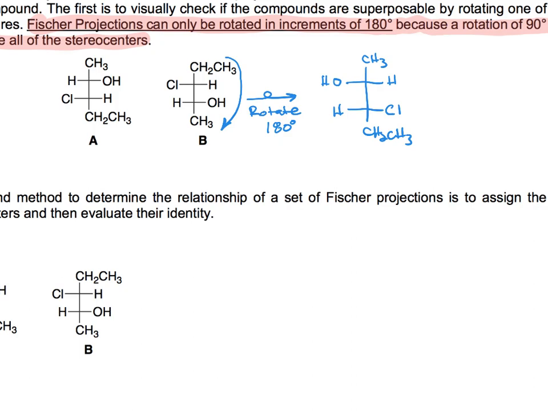And so let's take a look at how they stack up, A versus B rotated. So if you notice, there's our CH2CH3, CH2CH3, and our Cl and our H are on opposite sides, so they will not superpose on one another, and our OH and H are on opposite sides as well. So if we were to overlay these, they would not superpose on one another. So because of that, they are non-superposable mirror images of one another. A and B are enantiomers.